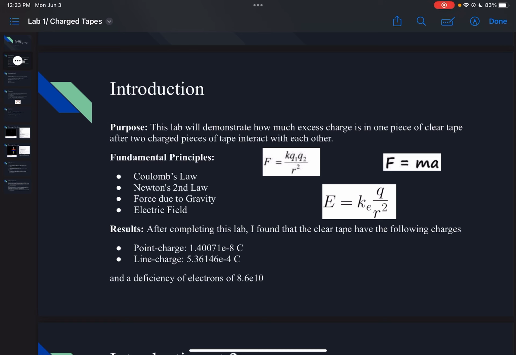Results. After completing this lab, I found that the clear tape has the following charges. It has a point charge of 1.40071 E to the negative 8 coulombs and a line charge of 5.36146 E to the negative 4 coulombs. And it has a deficiency of electrons of 8.6 E to the 10.